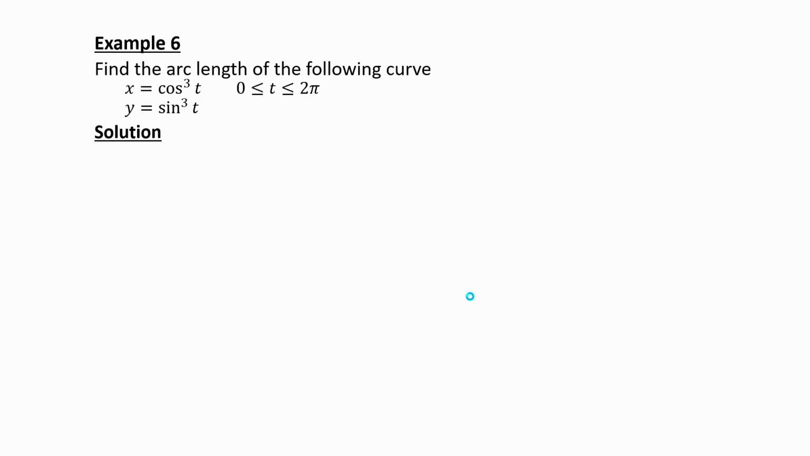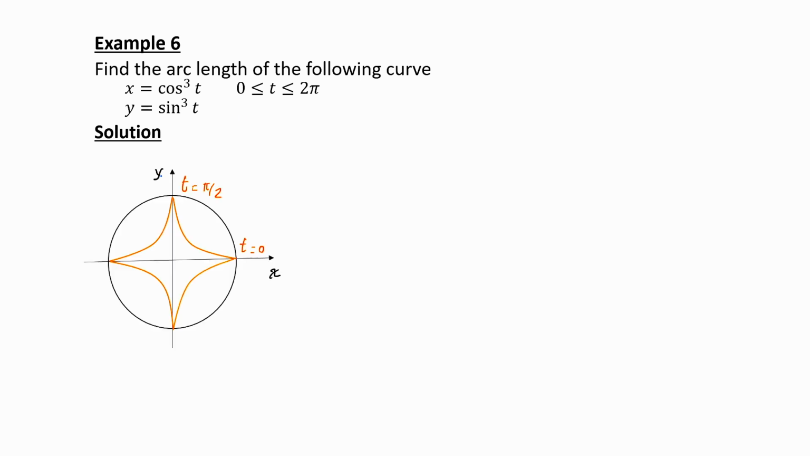Let's continue now with this example. In this example, we want to find the arc length of the following curve. And this curve is x equals cosine cube of t, y equals sine cube of t, where t is greater than or equal to 0 and t is less than or equal to 2 pi. So this curve here, as we remember, represents the asteroid. So the graph of the asteroid, as we have seen, is something like this.